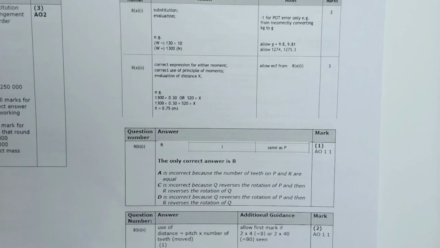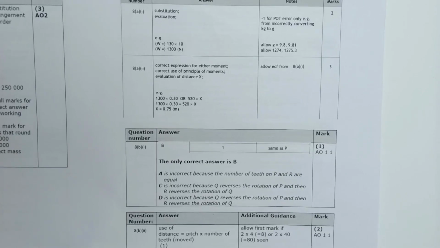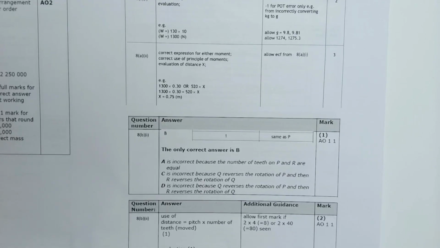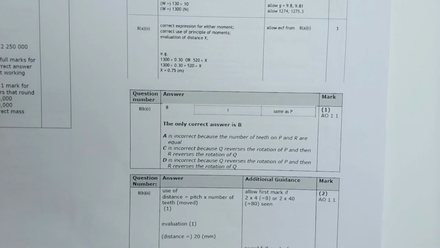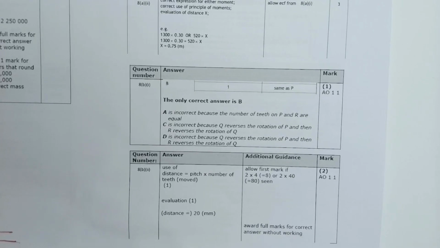Going through the marking scheme for question 8a, part 1, the answer was 1300 and the distance from the pivot was 0.75. And for part B, which involved the gears, the answer was the second choice, which is B, and the final answer was 20 millimeters.